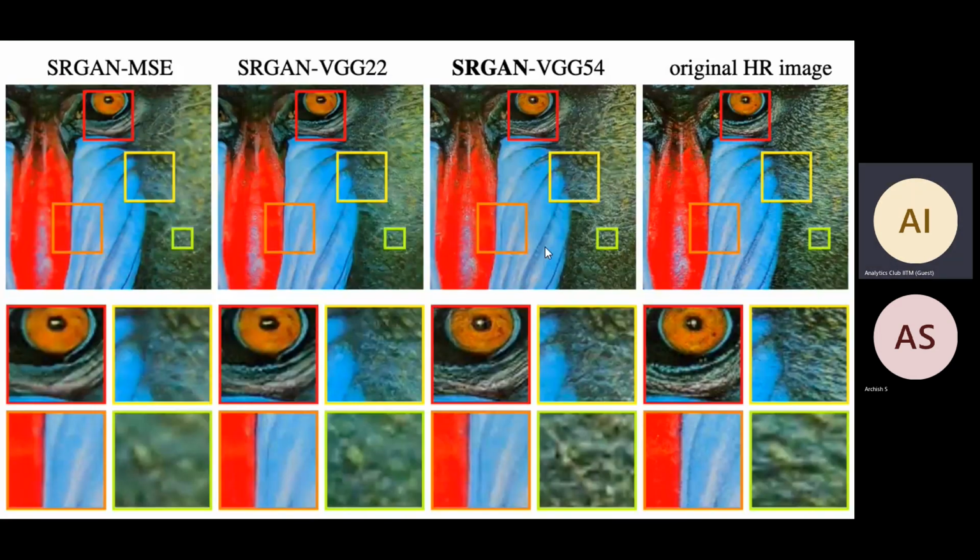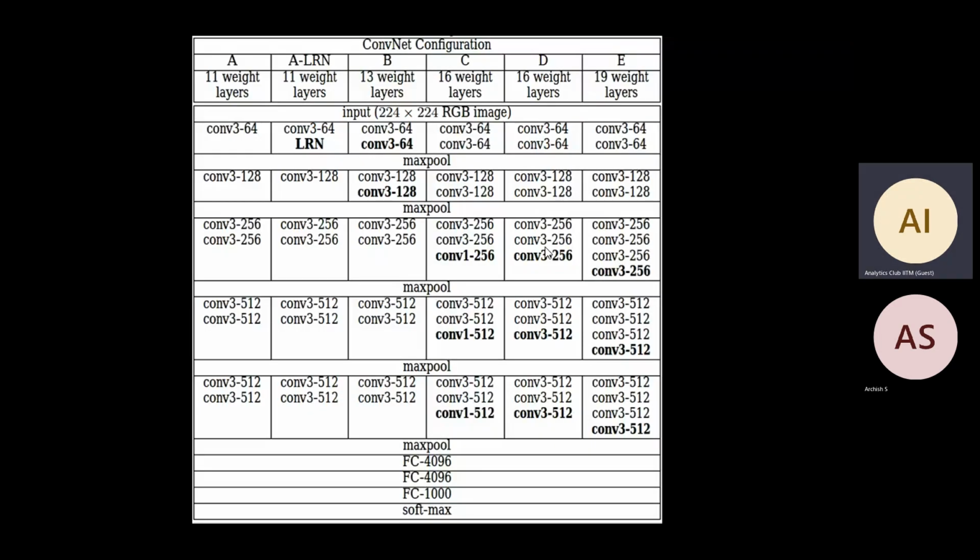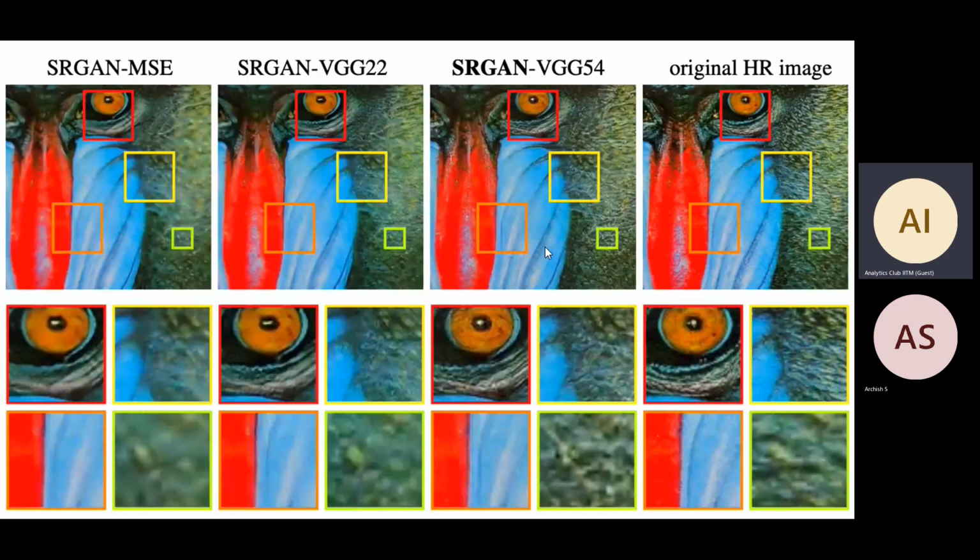VGG22 is basically you take the second convolution before the second max pool. So I think you can identify which convolutional layer we're talking about. That would be the third convolution from the top. And 5-4, we just saw what it is. Perhaps you can see that 5-4 gives more texture and more detail than 2-2, right? Can you guys see it? It's just for example. So basically we use deeper convolutional layers and that would give you a better result.